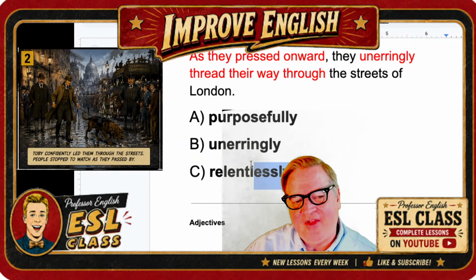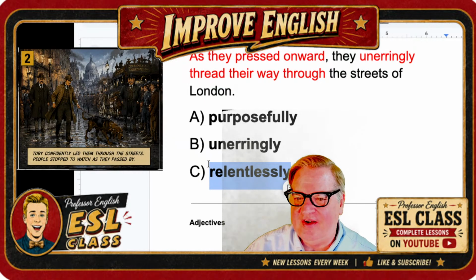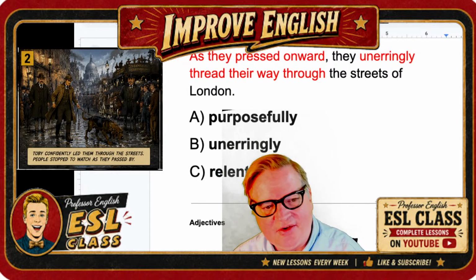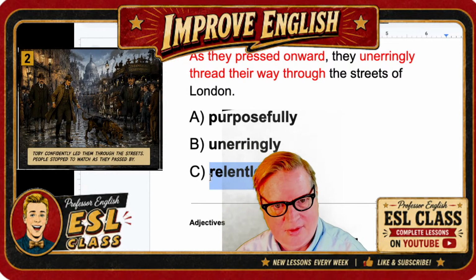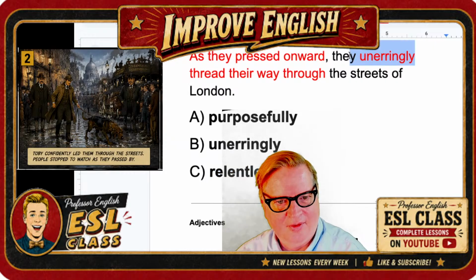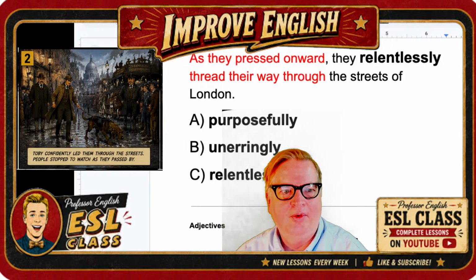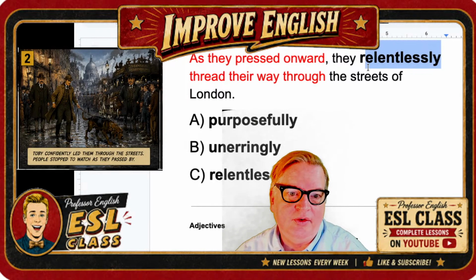Okay, where could we put that word inside of the sentence? Relentlessly. They never stopped. They never paused. As he passed on, they tenaciously thread their way through. Okay, but let's use relentlessly. Sorry, relentless. Or can we put it as they relentlessly passed onward? Oh yeah, you could do that.